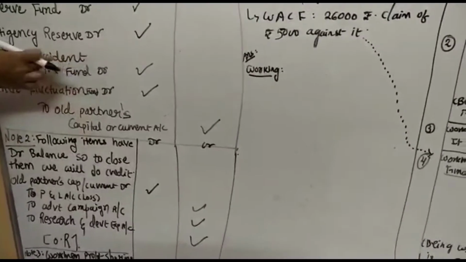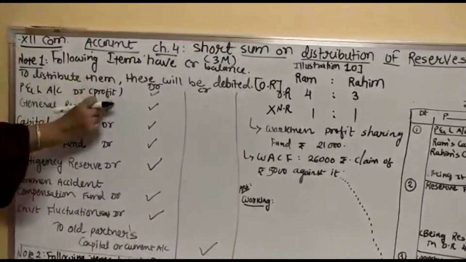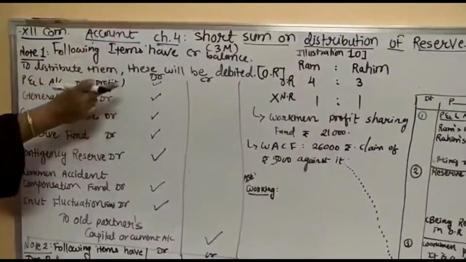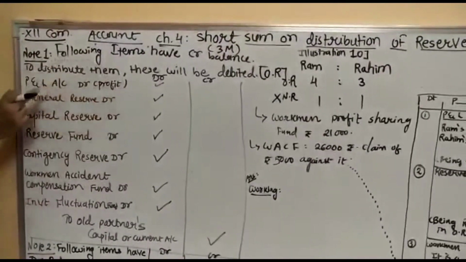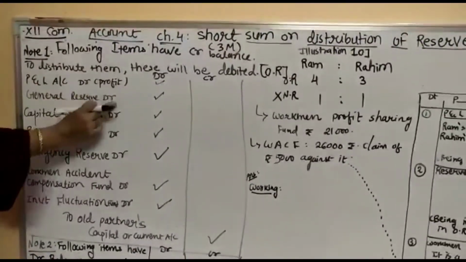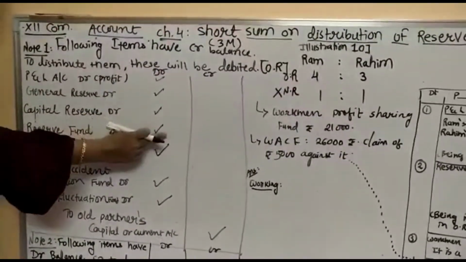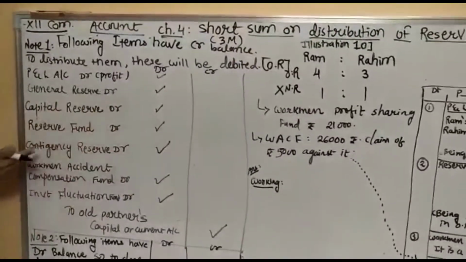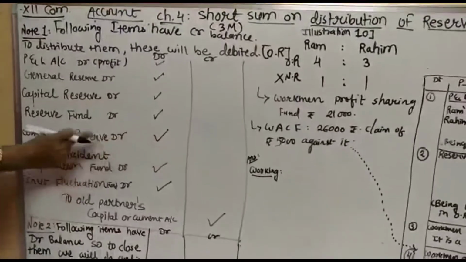So let us see. Profit and loss account debited. Profit, originally it had a credit balance, but I want to distribute it amongst the partners, so I will debit. Then general reserve account debit, debit column. Capital reserve debited, debit side. Reserve fund debited, tick mark on debit. Contingency reserves account debited, tick mark on debit.